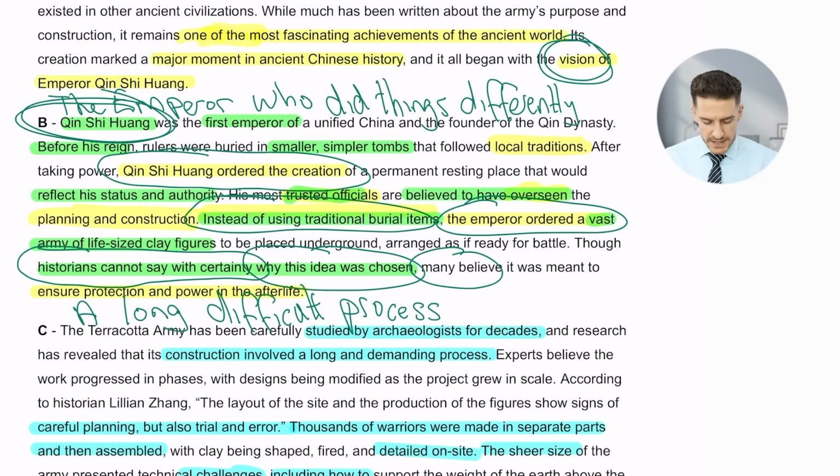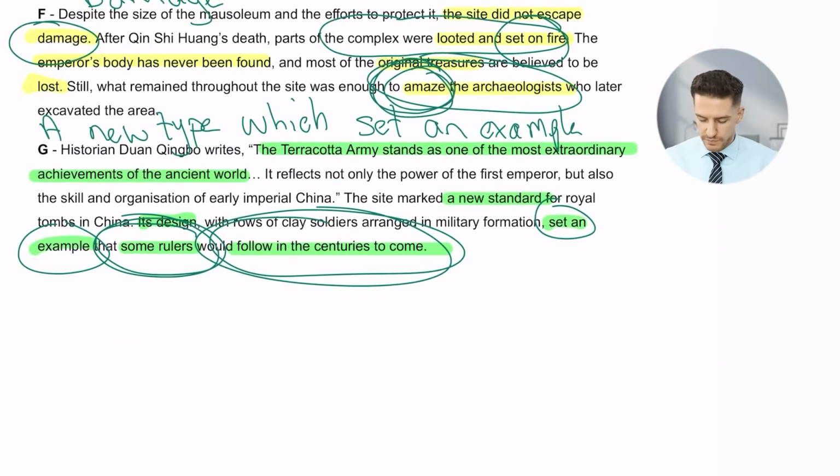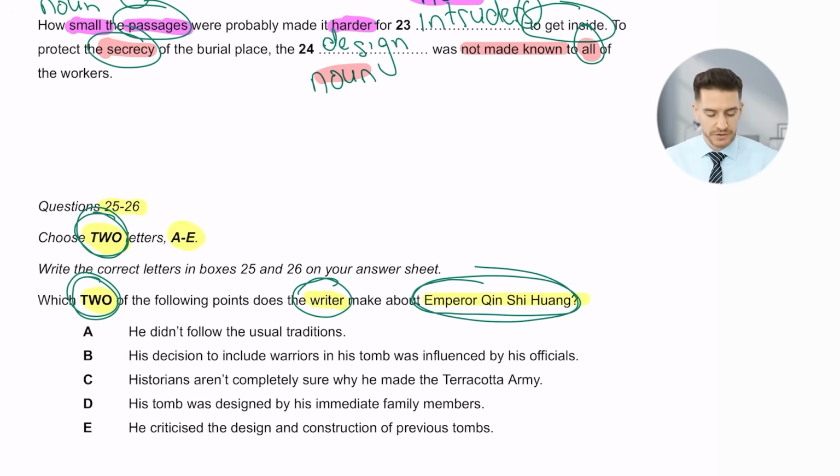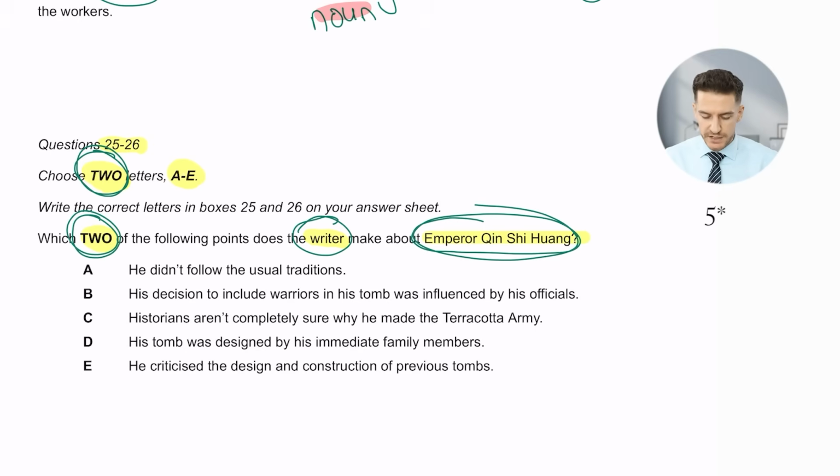So let's go back and see if we can find the two correct points. And when we're doing this, we can simply use the process of elimination. So we can look at the points here, and we can choose which ones are correct and which ones are not correct. So the first one says he didn't follow the usual traditions. Well, I think that's exactly what the passage said, because it said instead of using traditional burial items, he ... So I think that A is definitely the answer, or one of the answers.